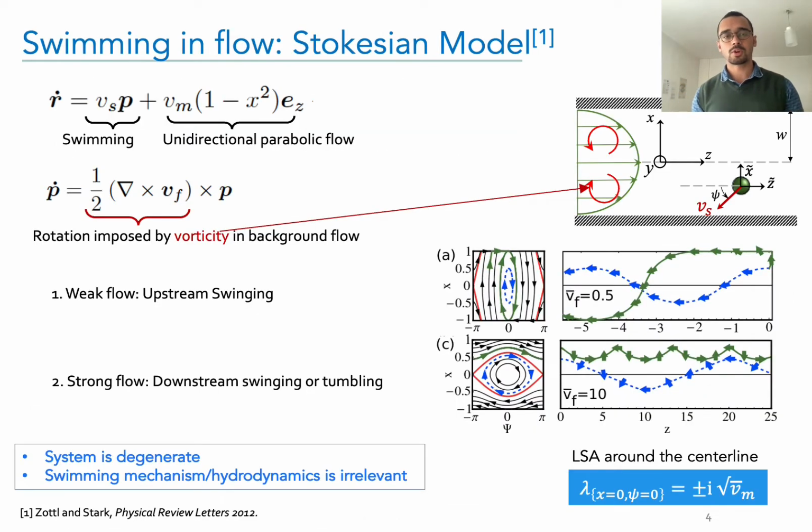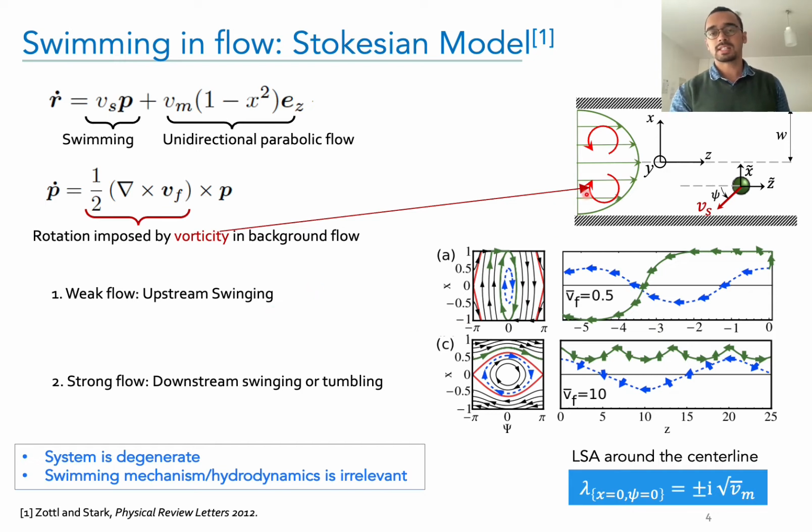So one of the first models was devised by Zöttl and Stark in 2012, where they wrote down the equation for the dynamics of a microswimmer in a pressure-driven flow, where the rate of change of displacement, which is velocity, is equal to the swimming velocity plus the unidirectional parabolic flow velocity. And the rate of change of orientation is governed by the vorticity in the background flow.